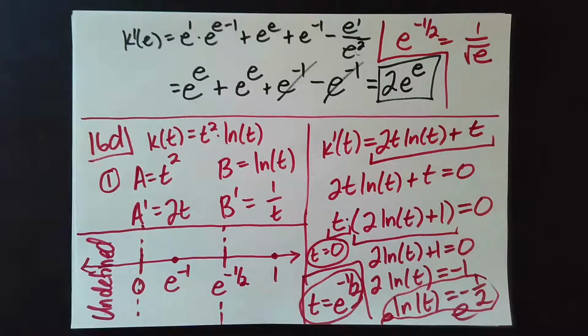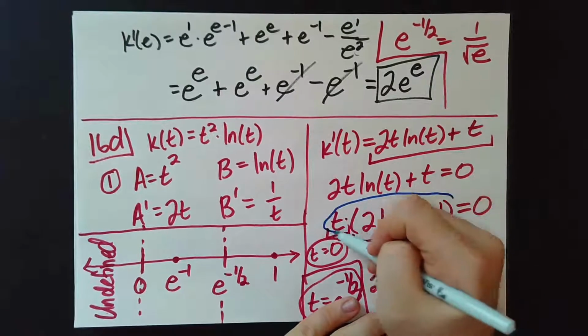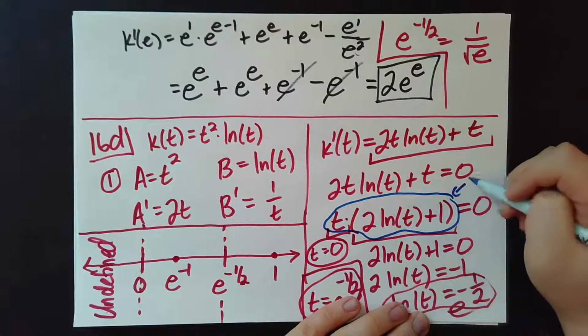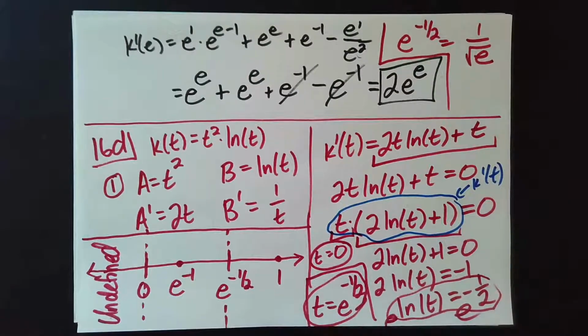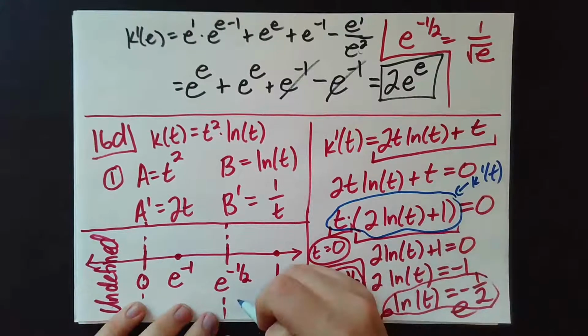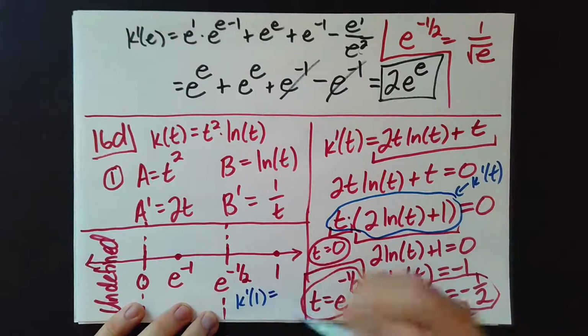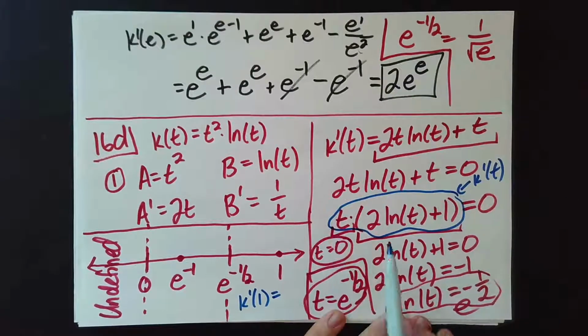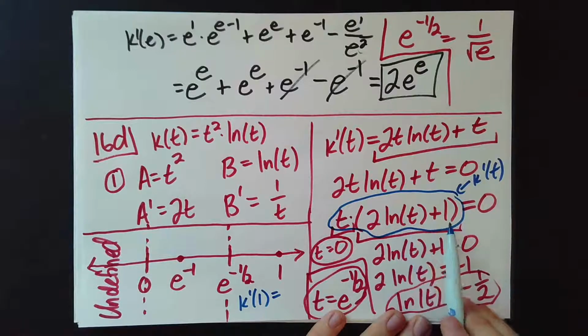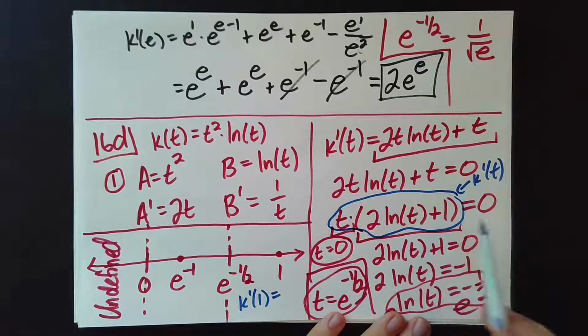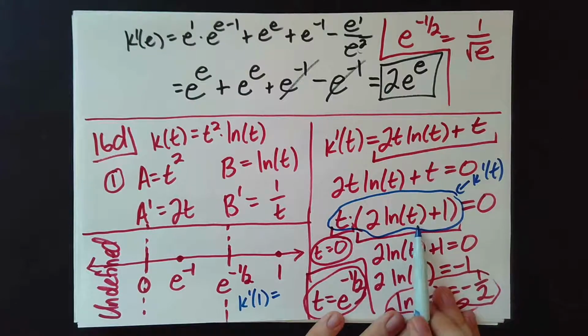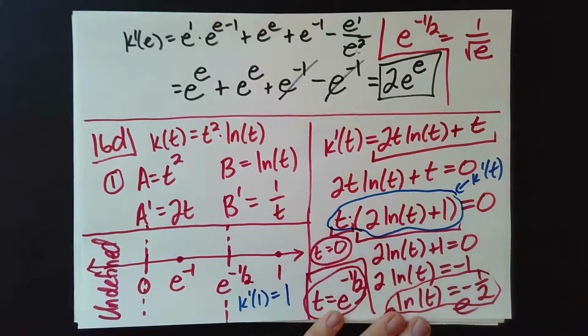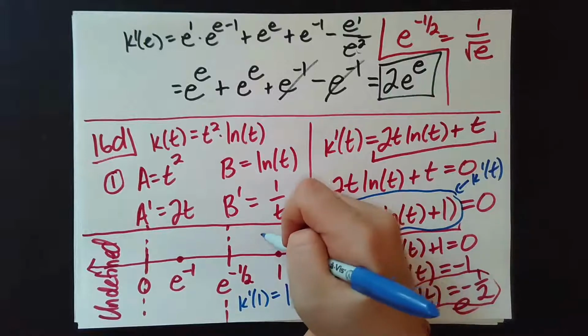Okay, so let's remember, over here, this was our derivative. So what is k prime of 1? Well, k prime of 1, I'm going to get by plugging 1 in here, which is going to be 1 times twice the natural log of 1 plus 1. The natural log of 1, though, is 0. So this is ultimately 1, which is positive.